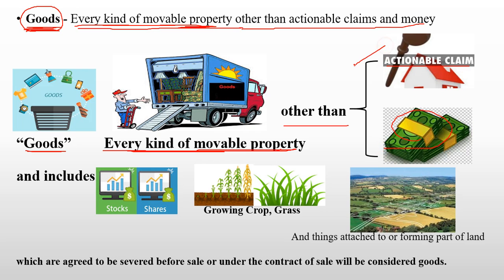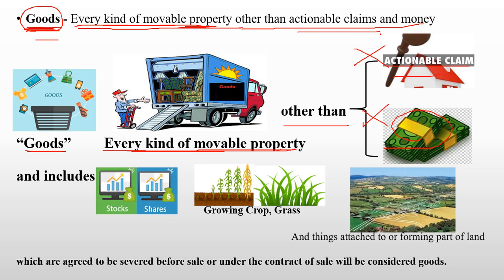So actionable claim and money cannot be goods. Now what is money and actionable claim? Money is a currency note or cash. Cash and currency note cannot be goods. Now what does actionable claim mean?